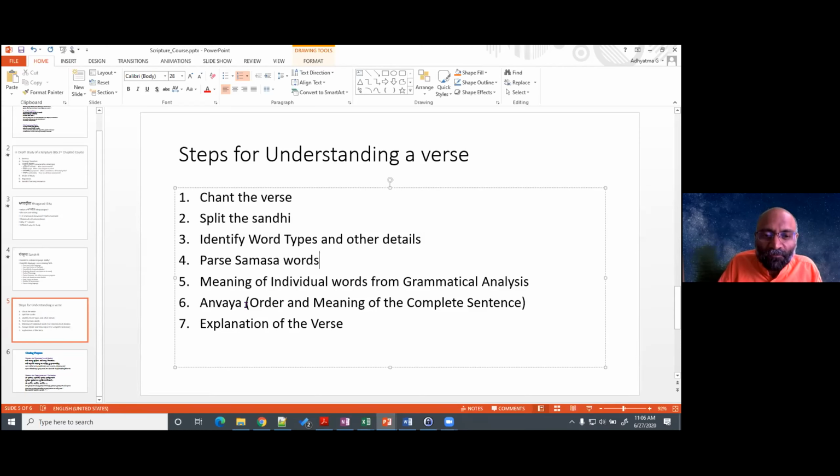And then a step is anvaya, the order and meaning of the complete sentence. That is called anvaya in Sanskrit. So just because it's a poem, and Sanskrit is a flexible word order language, there is a lot of flexibility in terms of where the words are placed. But when you are trying to get the meaning, there is a recommended word order, and that is what is called anvaya, the text, like as if you are putting it in a text. And then last step is the explanation of the verse. So we'll see all these steps for our verse number first of the second chapter.